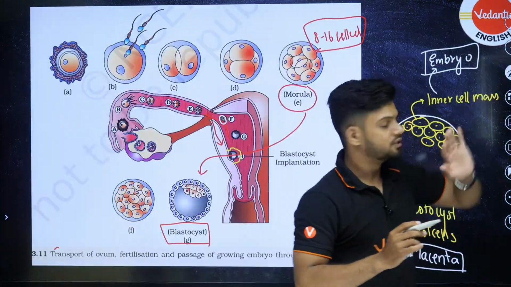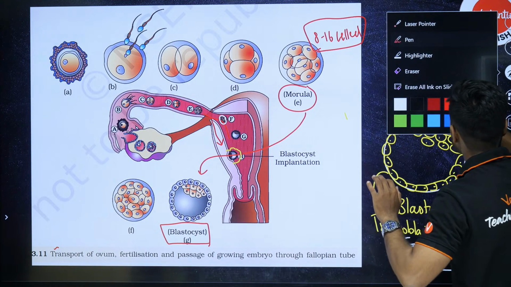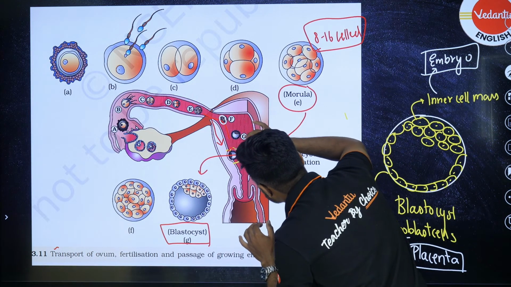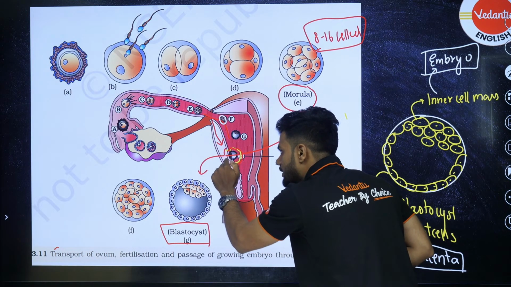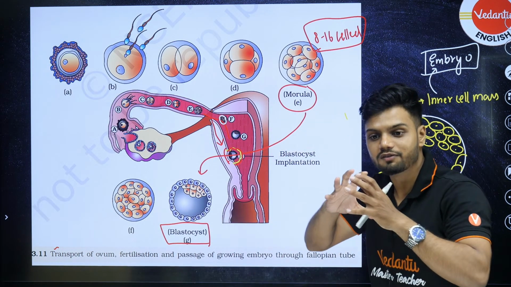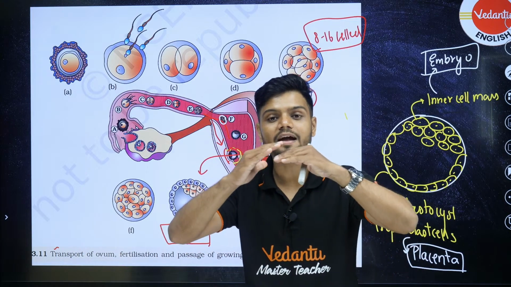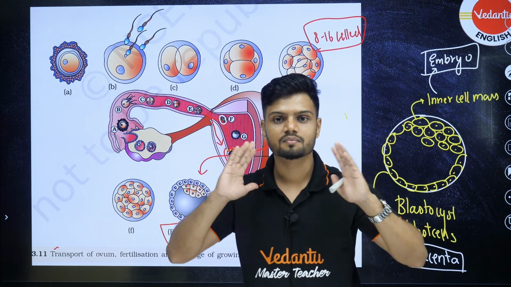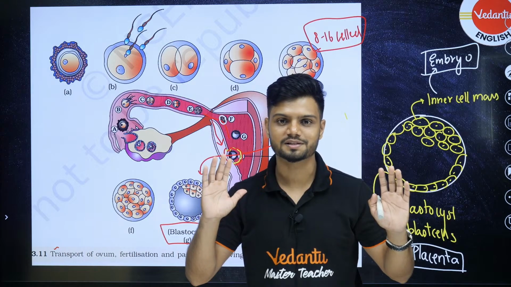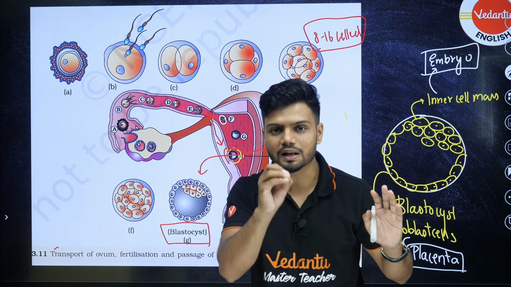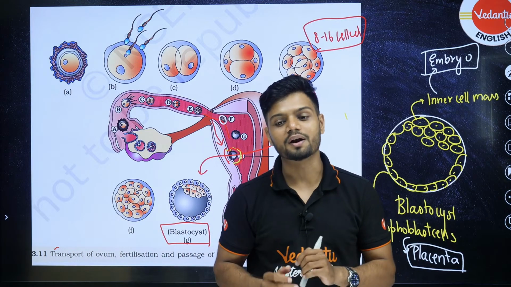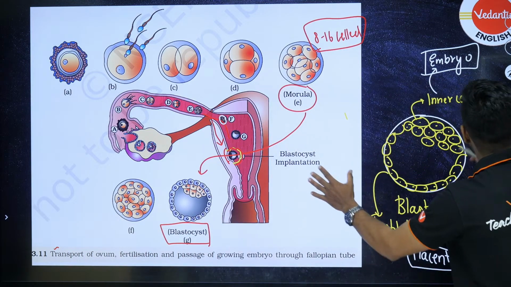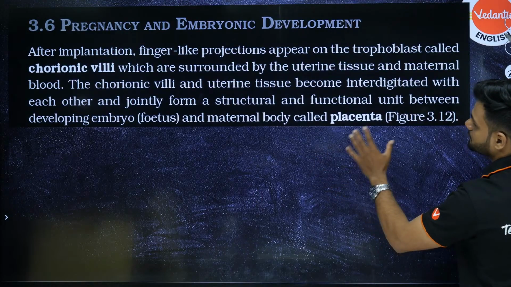You understand? Right here, trophoblast cells. Can you see here? The trophoblast cells are getting attached to the uterine tissue, and the uterine tissue right here divides rapidly and completely encloses the inner cell mass and trophoblast cells. The entire blastocyst is enclosed inside the uterine tissue, and that is called implantation. Nice.